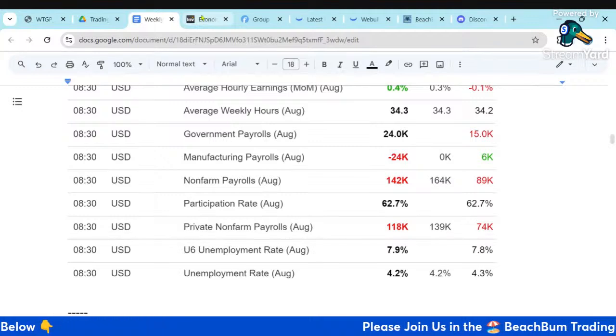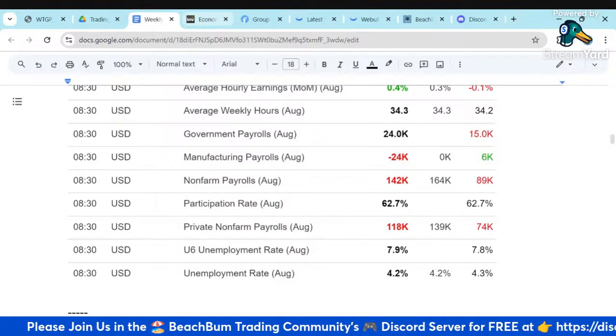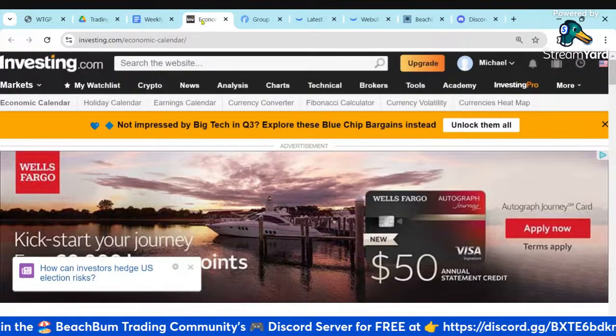So we'll look at the rest of the economic data on investing.com, and then talk about the upcoming economic data for next week.